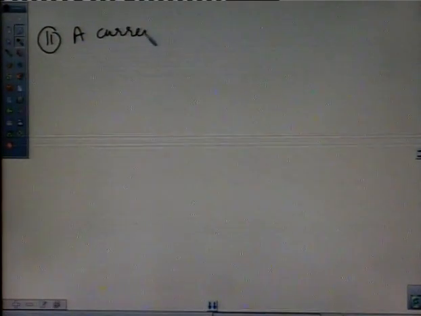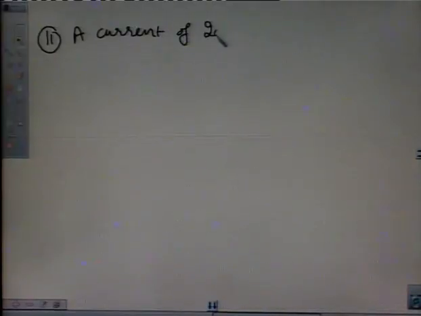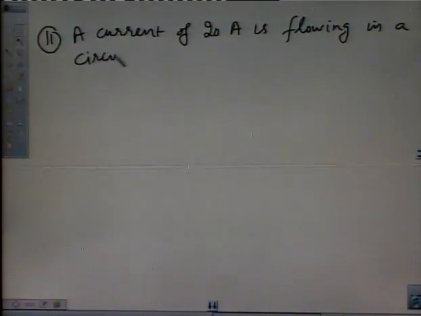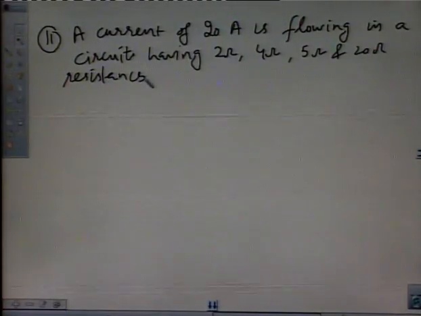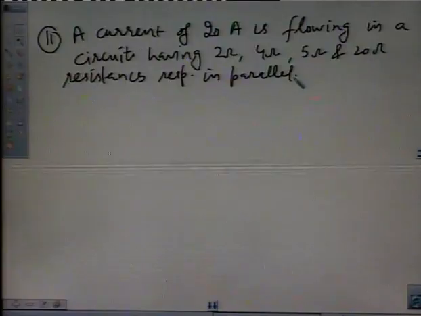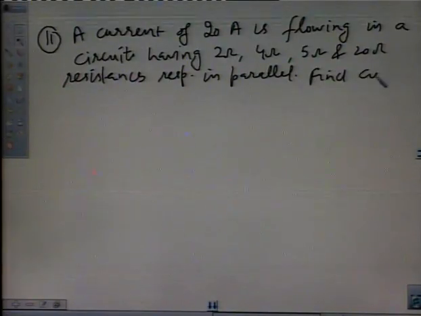Now the next question. A current of 20 ampere is flowing in a circuit having 2 ohm, 4 ohm, 5 ohm and 20 ohm resistances respectively in parallel. Find the current in each branch.